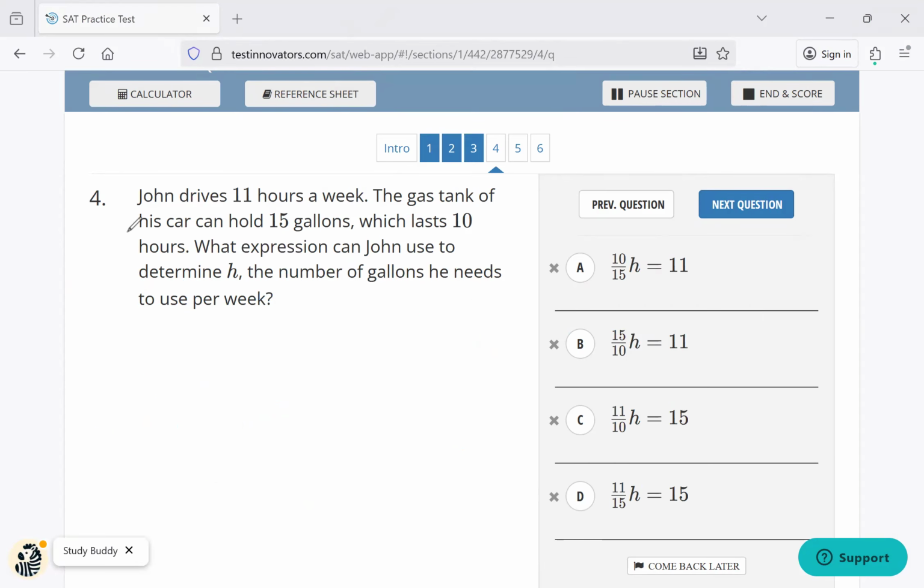Okay, let's move on to question 4. Question 4 says, John drives 11 hours a week. The gas tank of his car holds 15 gallons, which lasts 10 hours. Which expression can John use to determine H, the number of gallons he needs to use per week?